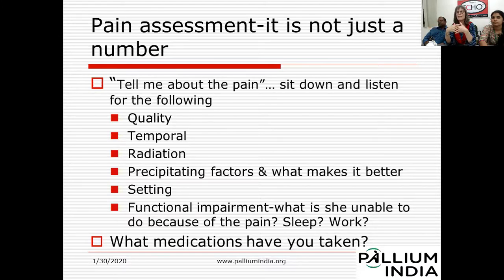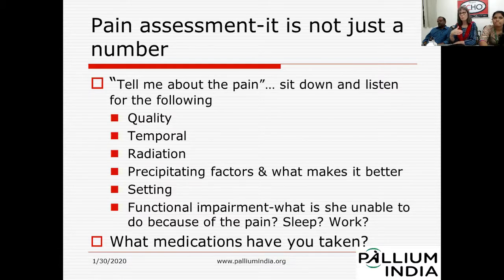Okay, radiation is, where does it go? Or does it stay where the finger is? Or does it travel? What makes it worse? What makes it better? You want to make sure that you get that. And when does it happen? Does it happen when I'm in bed, when I'm on my left-hand side, when I'm on my right-hand side? When does it get worse?